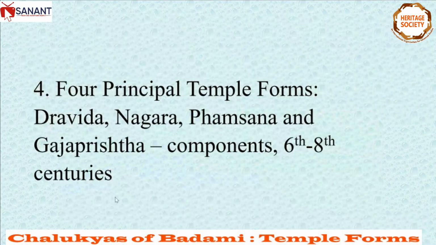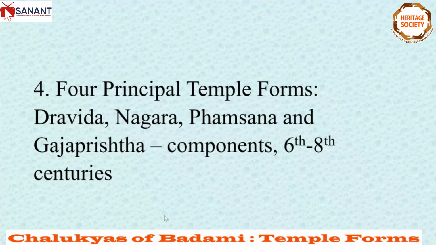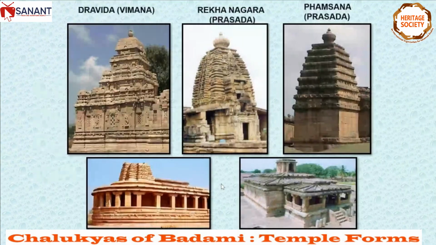Now we come to the question of 4 principal temple forms, which we designate as Dravida, Nagara, Vamsana, and Gajaprishta. In fact, Gajaprishta is not exactly an independent form. It will be a part of either the Dravida or the Nagara one. But because of its peculiar plan, we may distinguish it as a separate temple form. We'll notice the components of these temples and to an extent the development of these temples between the 6th and 8th centuries.